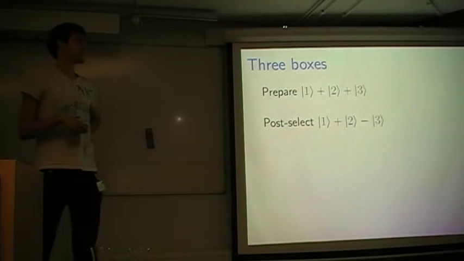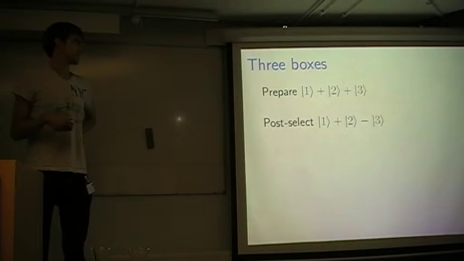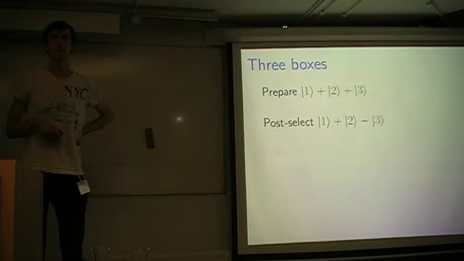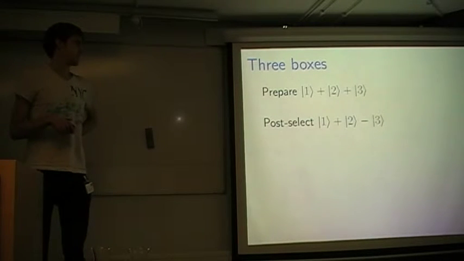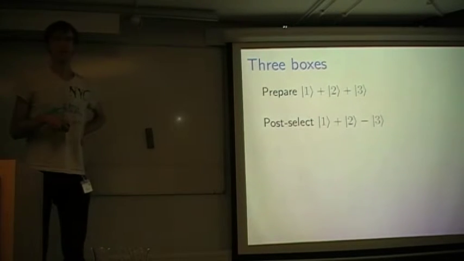And then the last thing you do is you do a measurement that includes this outcome. So it's another superposition but with a different phase here. And we're only going to be interested in runs of the experiment where that final measurement gives us this outcome. Okay? So that's called post-selecting on this state.